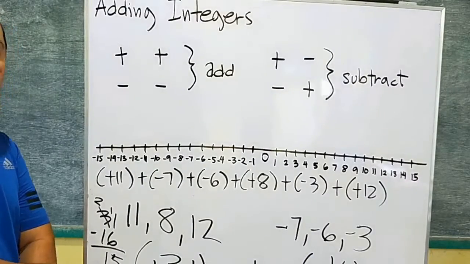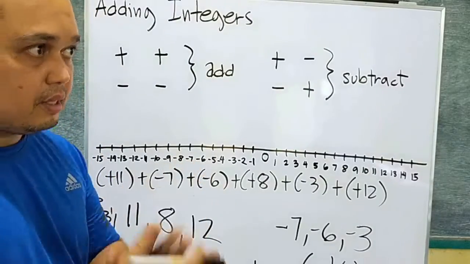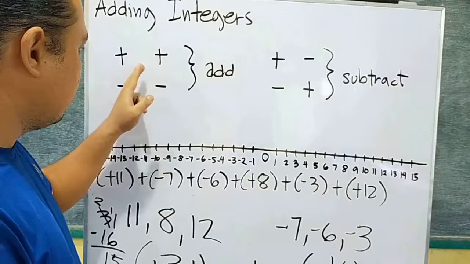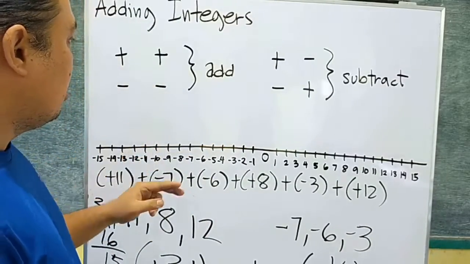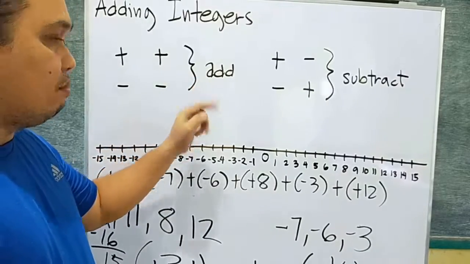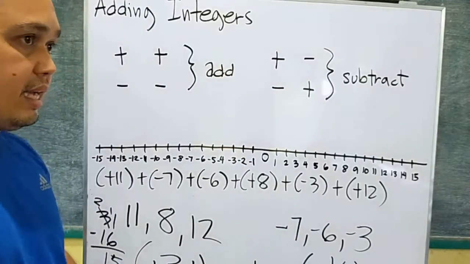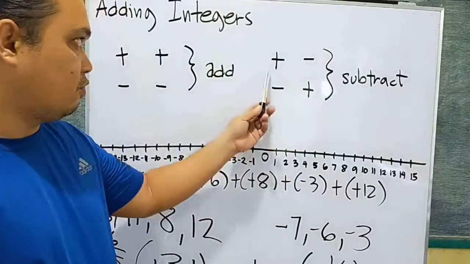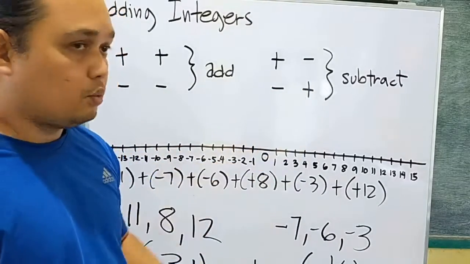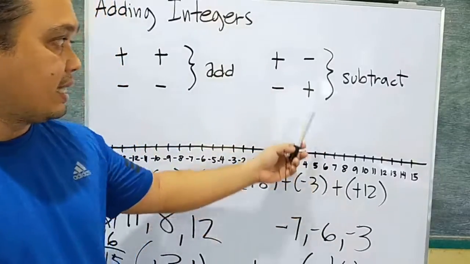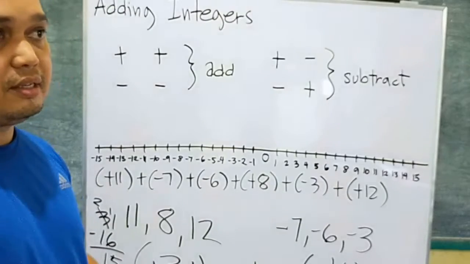Okay? So now that's how we add integers. Just remember that when adding like integers, like positive to positive or negative to negative, we add the numbers and copy their sign. Adding unlike integers, if we have a negative and a positive integer, we subtract the numbers and copy the sign of the number that has the greater value.